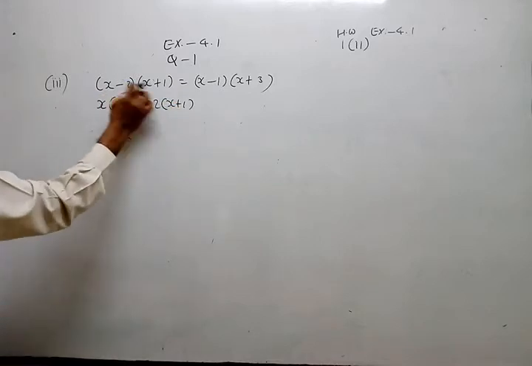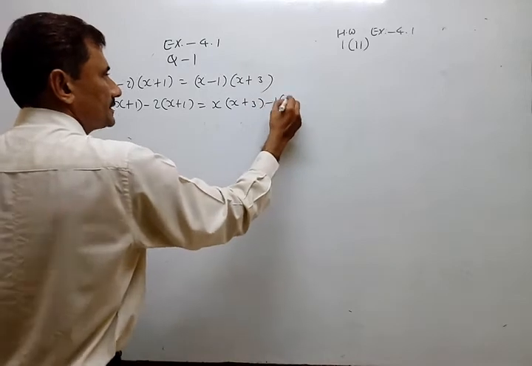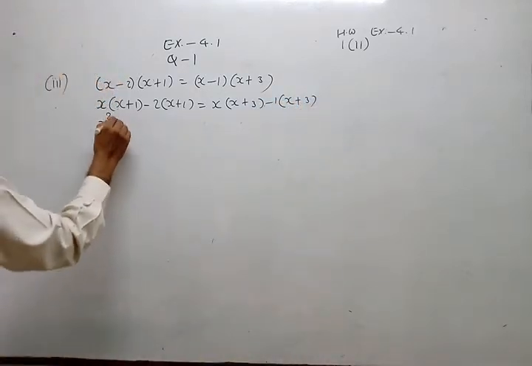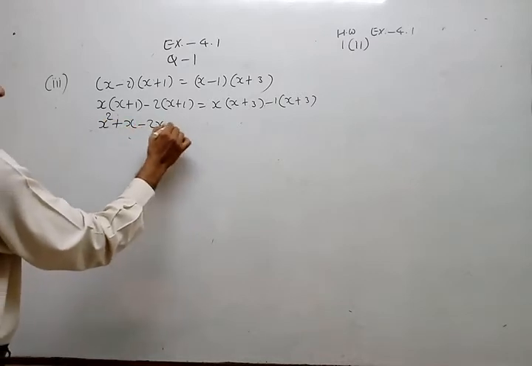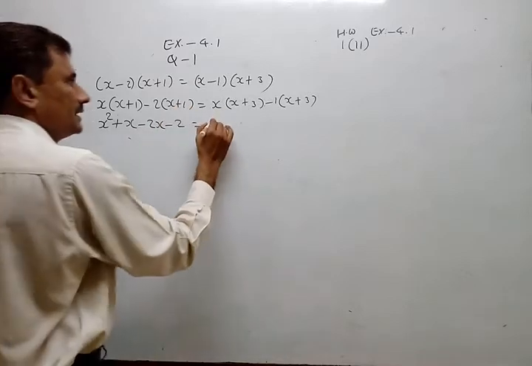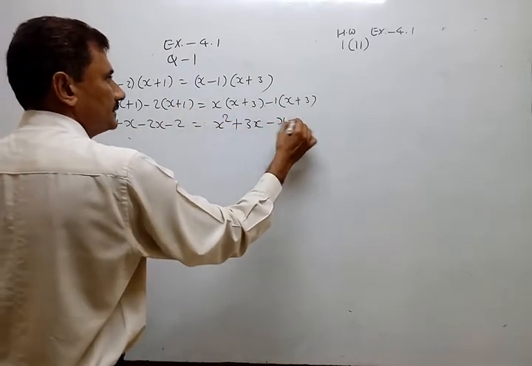x with one bracket, then minus 2 with one bracket. Here x with the second bracket, then minus 1 with the second bracket. Now just copy x square plus x minus 2x minus 2. Understand? Minus plus minus, again minus plus minus. x square plus 3x minus plus minus x minus plus minus 3.